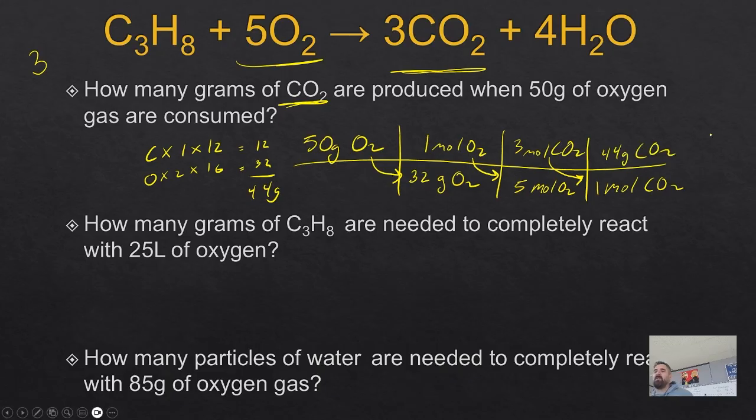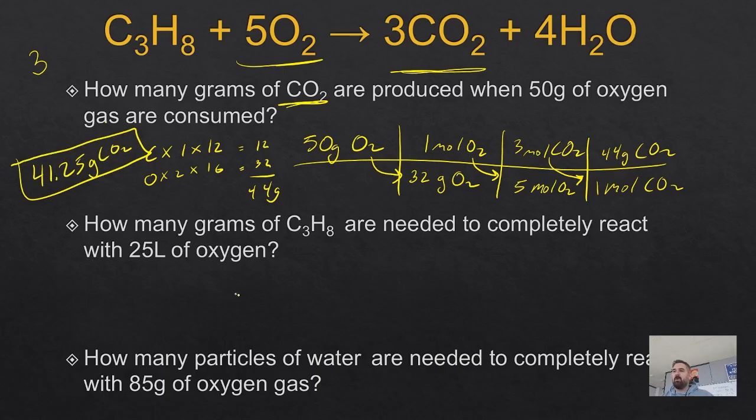Now we can plug it into our calculator. It's going to be 50 divided by 32, enter, times 3, enter, divide by 5, enter, times 44, enter. You should get 41.25. Hands up if that's what you got, 41.25. And what's our unit going to be? Grams of CO2. All right, let's work the next one out.